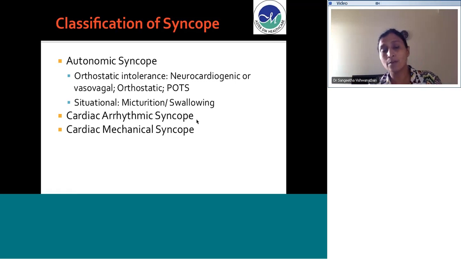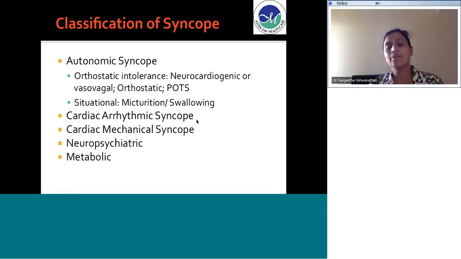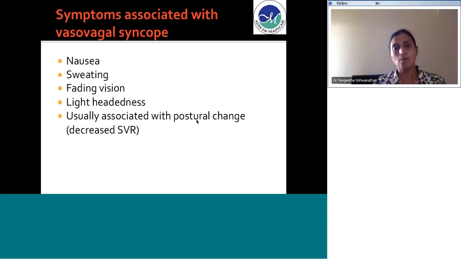In cardiac mechanical syncope, we saw an example of that in hypertrophic obstructive cardiomyopathy. Other conditions include aortic stenosis, severe mitral stenosis, etc. Once again, we'll discuss this in our later slides. Then, of course, you have the neurological and psychiatric, and finally metabolic, things like hypoglycemia, etc. So these are the various classifications of syncope, often based on the underlying pathology or cause. This we have already discussed.